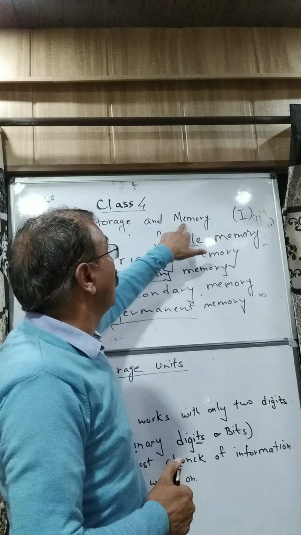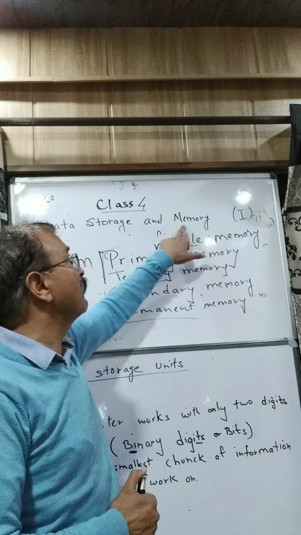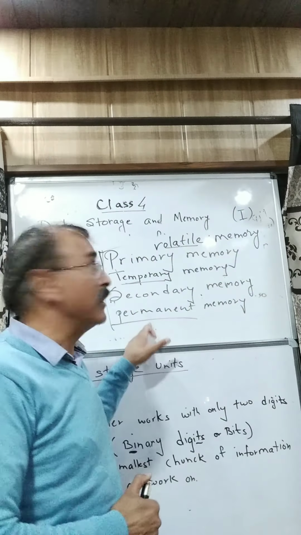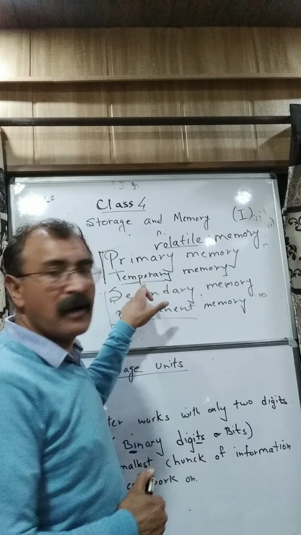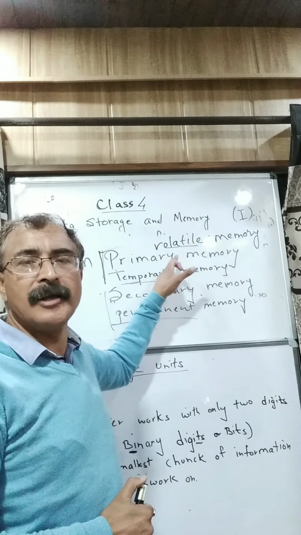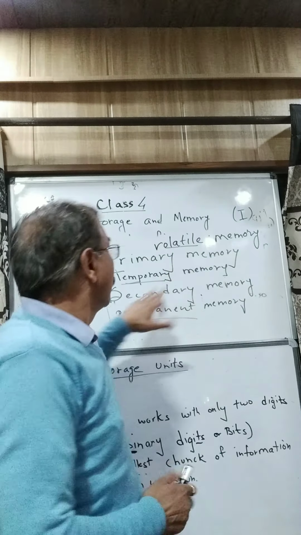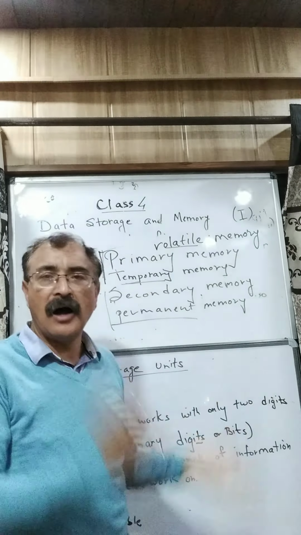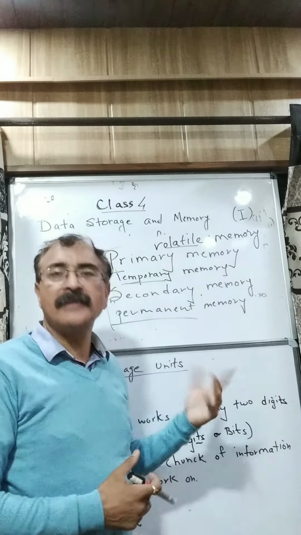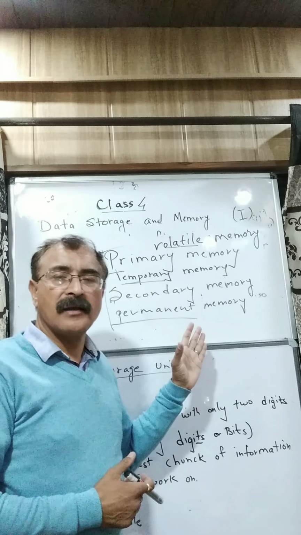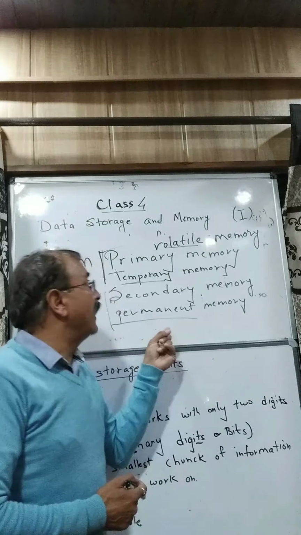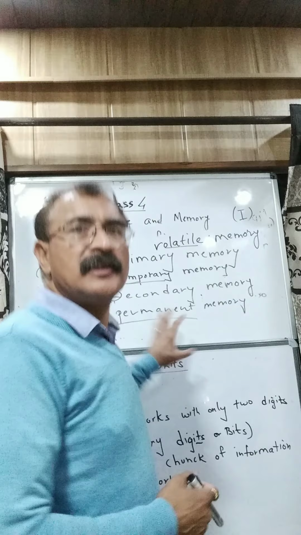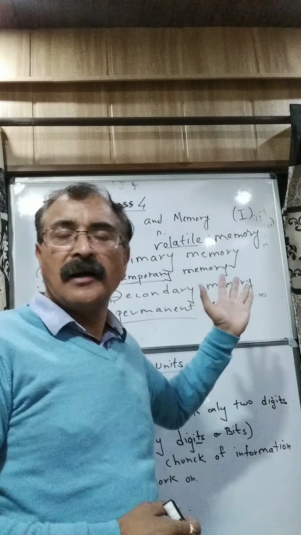I told you that a computer also needs a memory, and there are two types of memory in a computer. One is primary memory and the other is secondary memory. Primary is also called temporary memory or volatile memory. Clear? Now secondary is permanent. Why is it permanent? Because you can save in your hard disk, in your pen drive, or in CDs. So that is permanent. Clear? Yes, good. So this was for today. We'll continue with this in part 2.